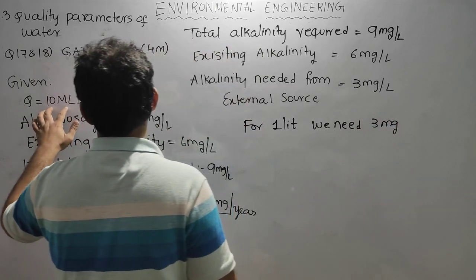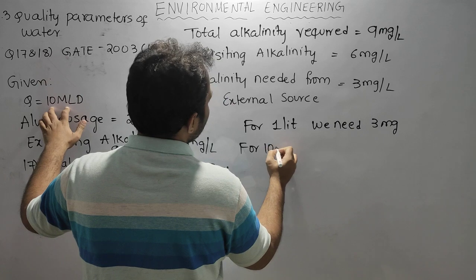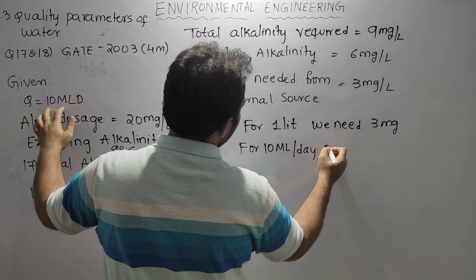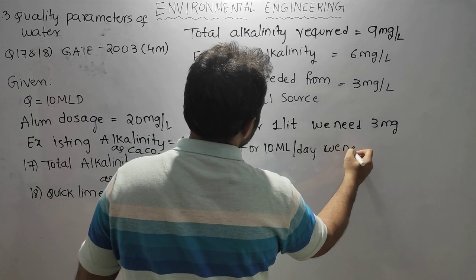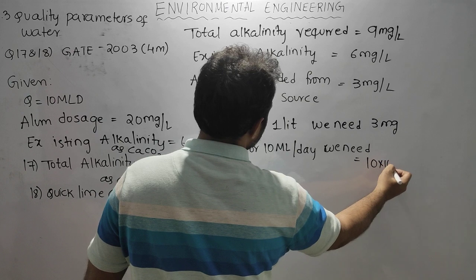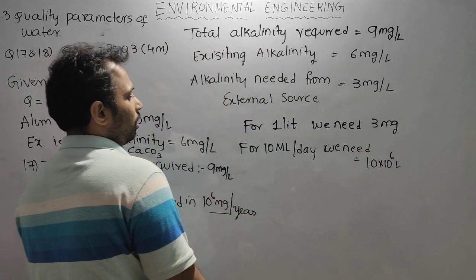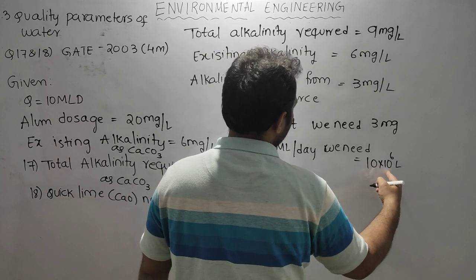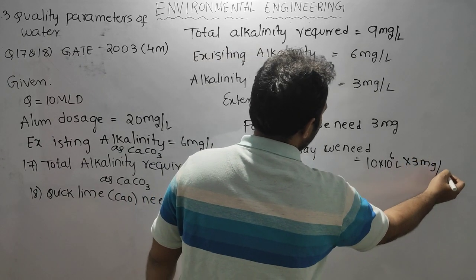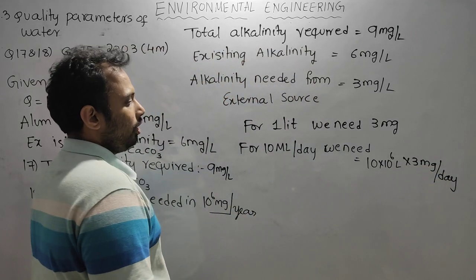Okay, here how many liters are there? 10 million liters. For 10 million liters per day, we need 10 into 10 to the power of 6 liters into 3 mg. This is per day, but we want it for a year.